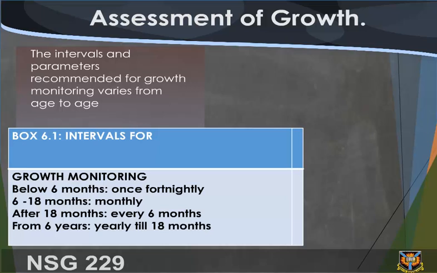Box 6.1. Intervals for growth monitoring. Below 6 months, once fortnightly. 6 to 18 months, monthly. After 18 months, every 6 months. From 6 years, yearly.